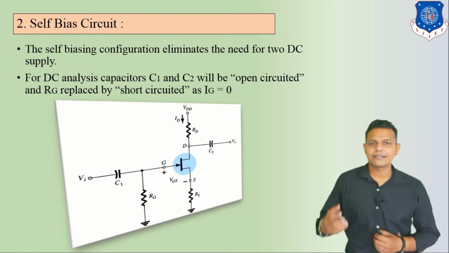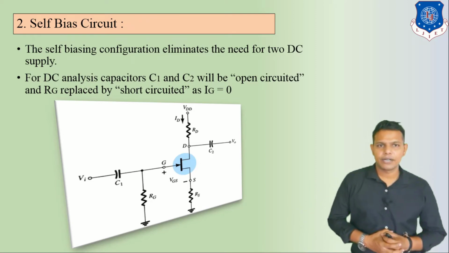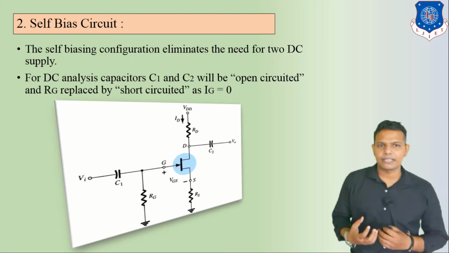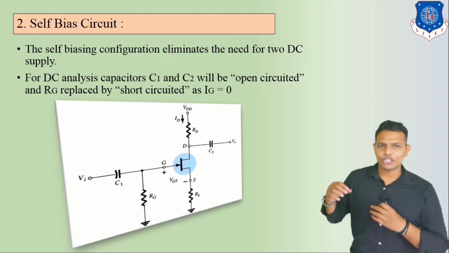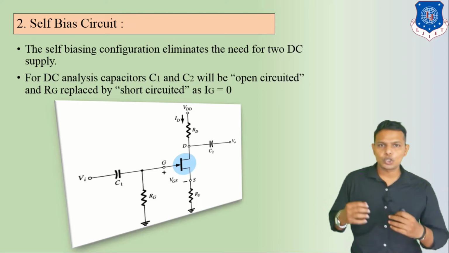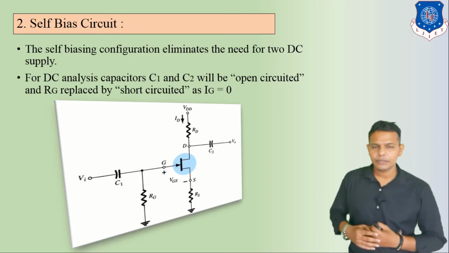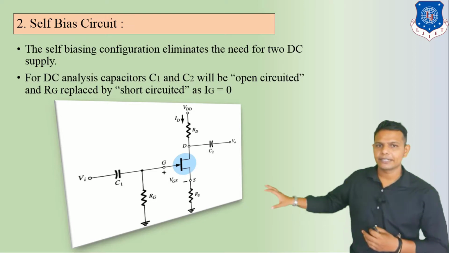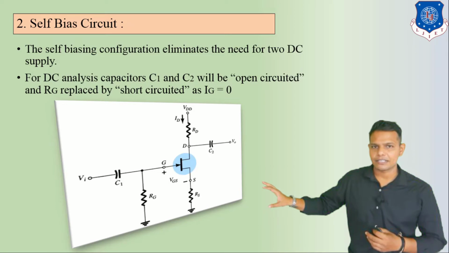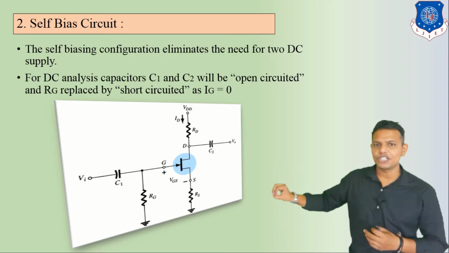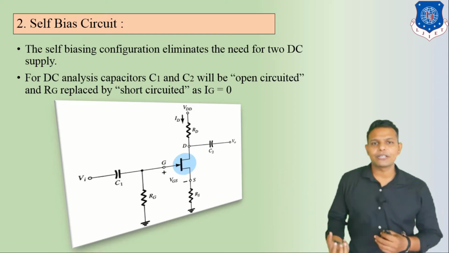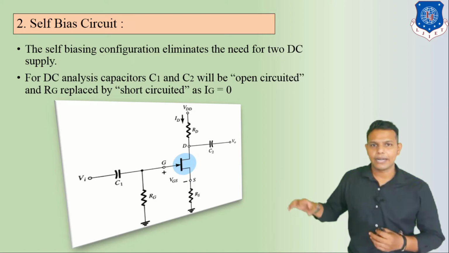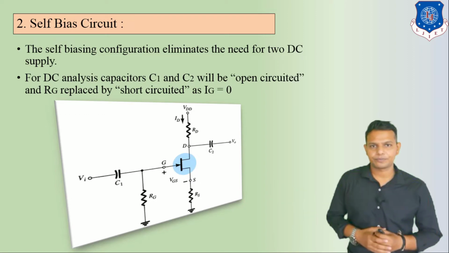It is known as the self bias circuit. The self biasing configuration eliminates the need for 2 DC supplies. Here we can see the circuit diagram of self biasing. There are slight changes here, but we are going to discuss the analysis at DC.